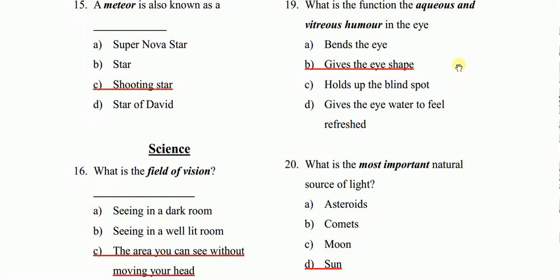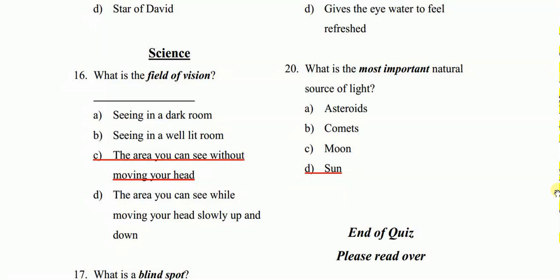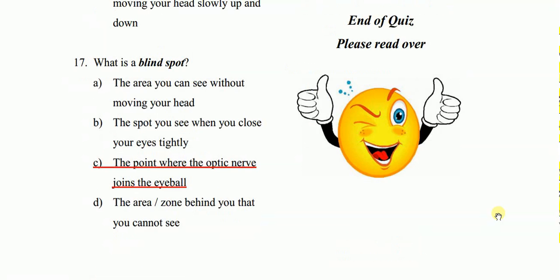Number 20. What is the most important natural source of light? And that would be the sun. So that's it. That's the end of our quiz. And as usual, we need to read over. So make sure that if you are actually on the GSAT examination, doing the GSAT paper, that if needs be and you have extra time, you always read over.